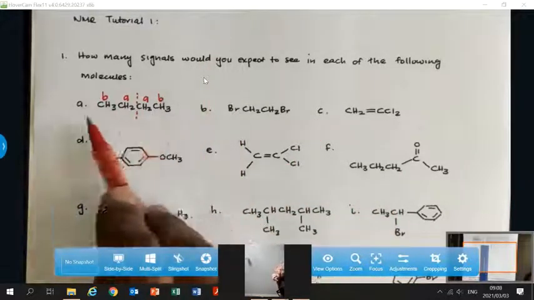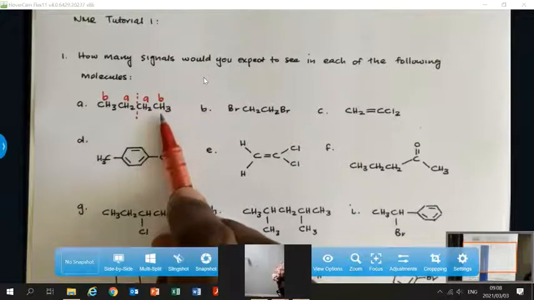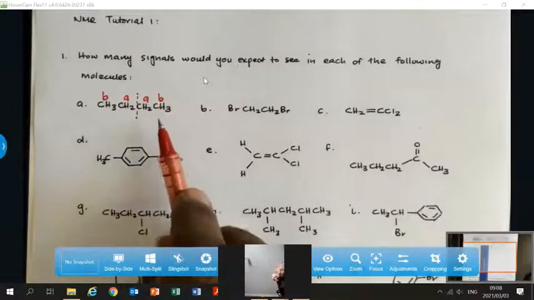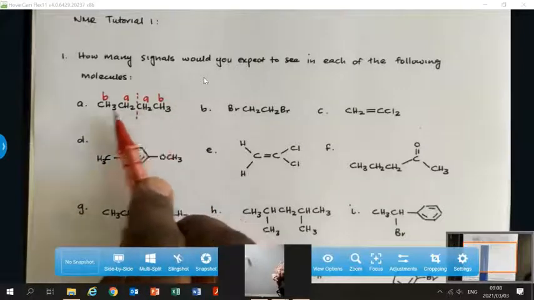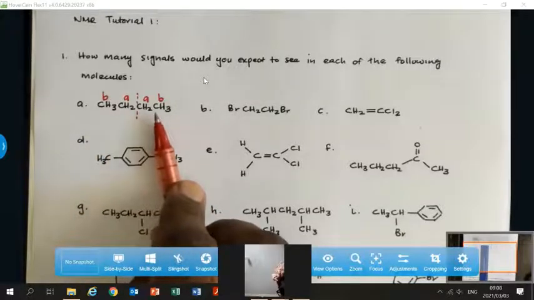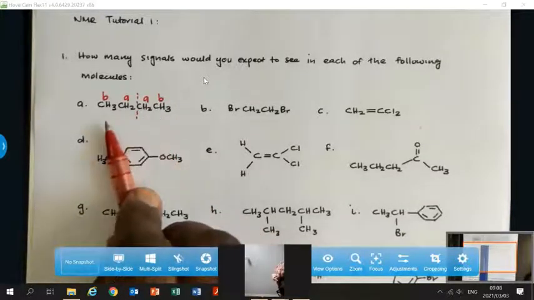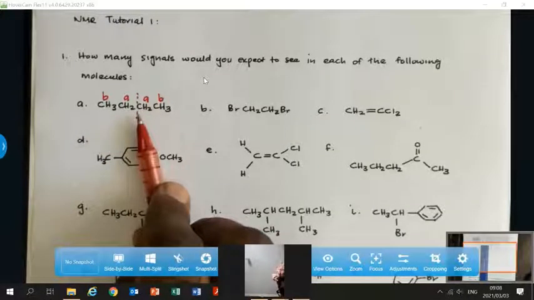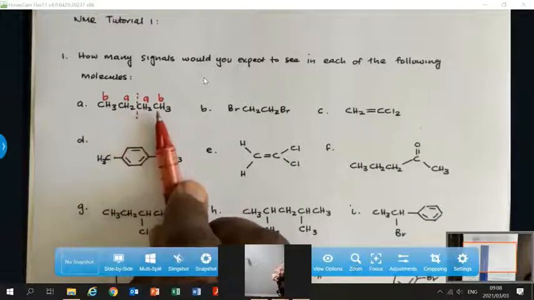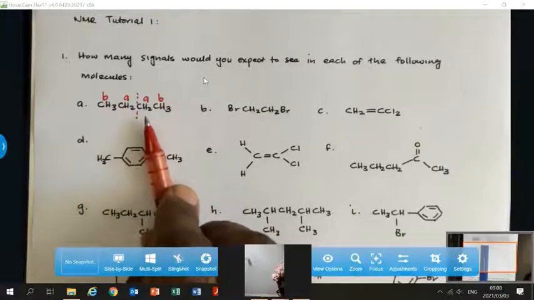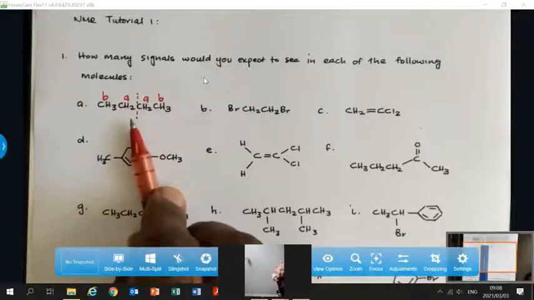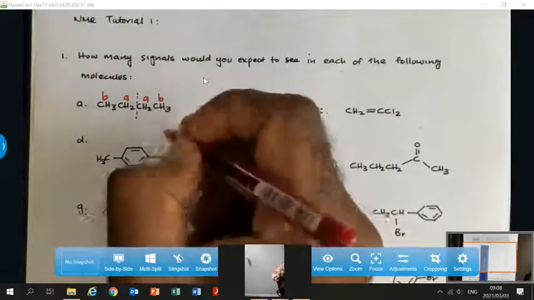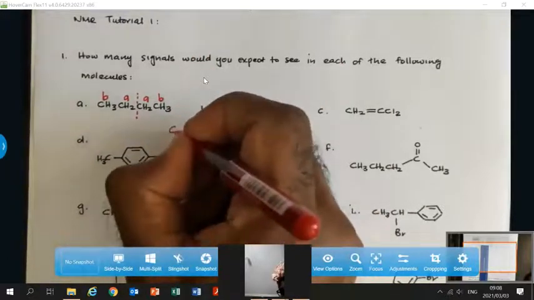I'm going to go one step further, and in this here, I'm going to say, okay, which one of these signals is going to be closer to 0 and which one is going to be further from 0? So what I'm actually asking you is, which is shielded and which is de-shielded here, right? So let's take a closer look at which is shielded and de-shielded. I'm sure you know the answer, but I'm just going to take a closer look at this molecule to show you.